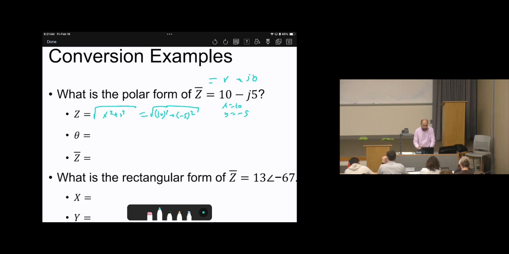Since negative 5 squared, when we square it, the negative sign will cancel out. So 25 plus 100 will be 125. The square root of 125 will equal around 11.18.